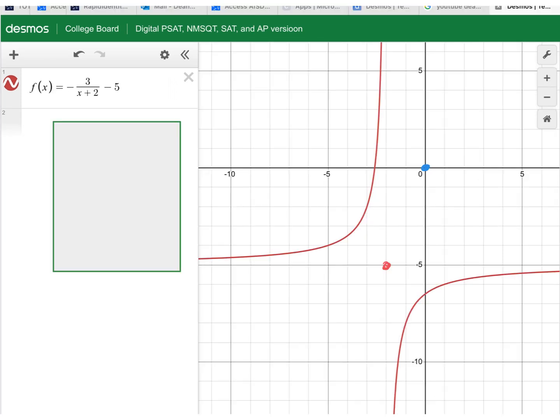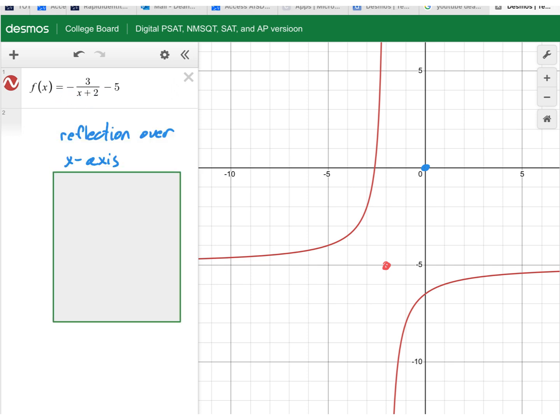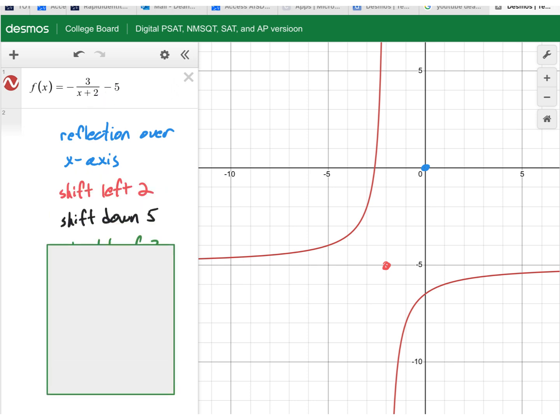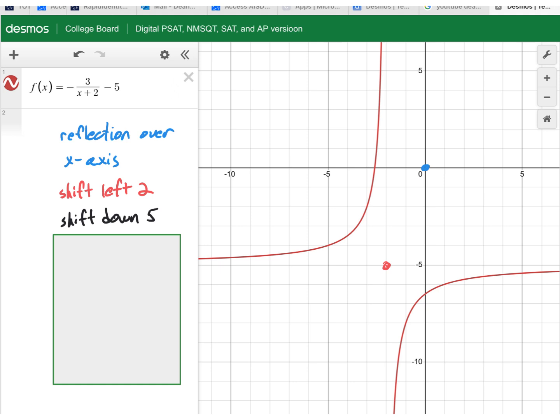All right, let's take a look at this example. F of x equals negative 3 over x plus 2 minus 5. First thing you might see is this negative. That is a reflection over the x-axis. And then we see x plus 2. That would be a shift to the left 2 units, and a minus 5 would be a shift down 5 units. And then last thing, we have this 3 in the numerator, or 3 over 1, which is a 3. That is a vertical stretch of 3.